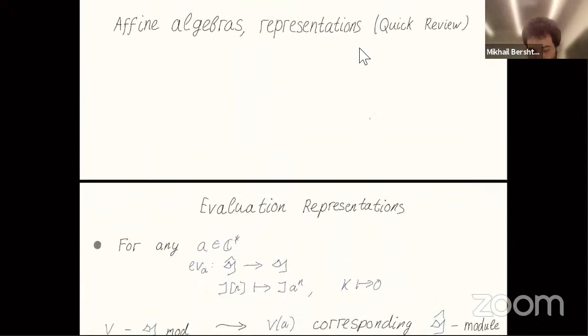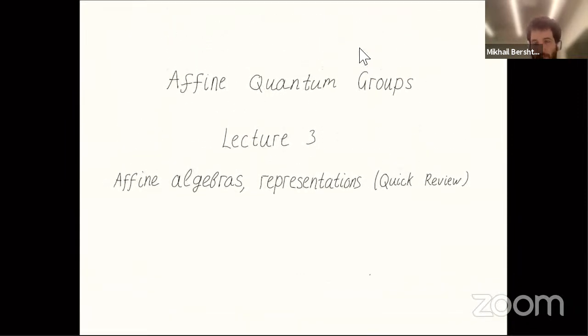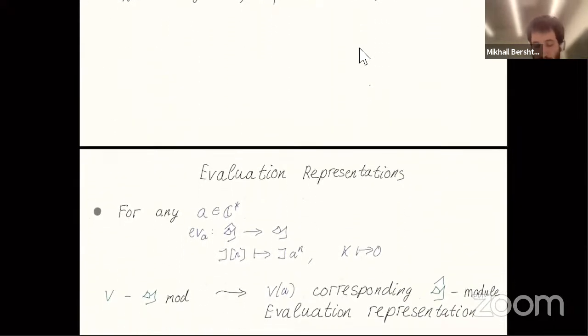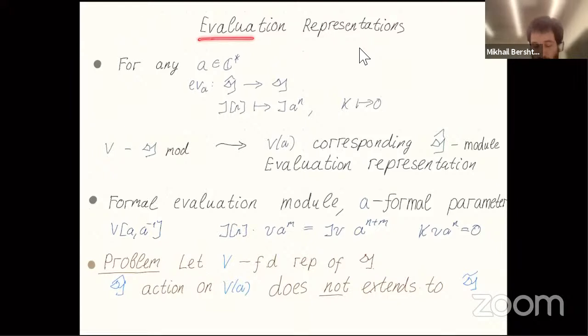Okay, I want to say a few words about representations, and I think I do not have much time, so I will be rather brief. There are two main kinds of representations of the affine Lie algebras. The first one is the so-called evaluation representation. If we have a loop algebra, we have an evaluation homomorphism, which maps any element of the form g times t^n to g times a^n, where a is some non-zero complex number, and k goes to 0.